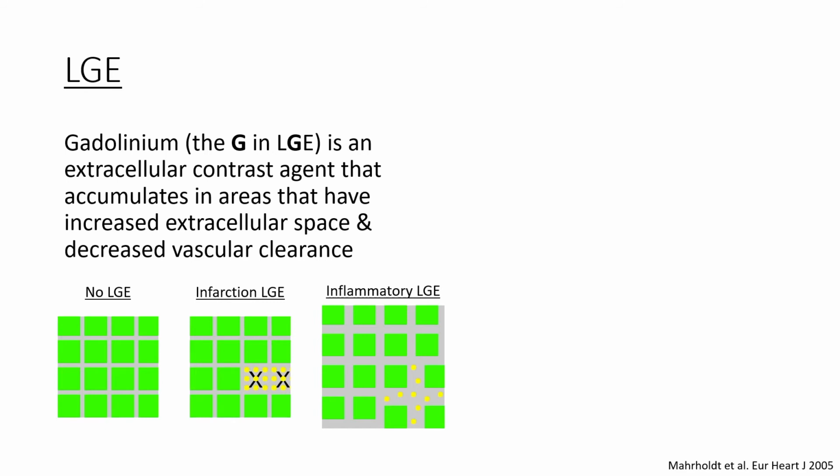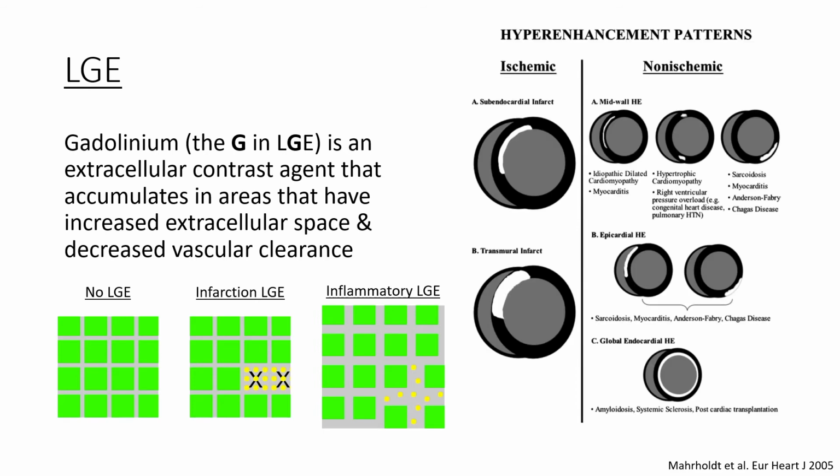So first, a word on late gadolinium enhancement, which will be key to achieve both of these aims. Gadolinium is an extracellular contrast agent that accumulates in areas of increased extracellular space or decreased vascular clearance. It's a little bit different in the case of an infarction, where a yellow gadolinium will essentially go in the area of the scar or replacement fibrosis. In inflammatory LGE, our yellow gadolinium is going to accumulate in these areas of inflammation and expanded extracellular space, and also decreased clearance. And this tends to produce LGE that's a little bit more patchy and sometimes faint compared to the infarction type of LGE.